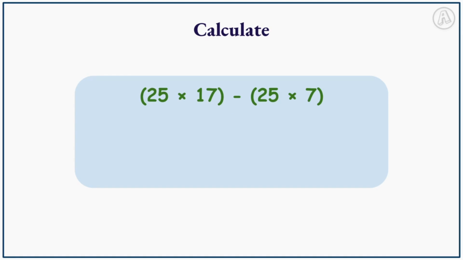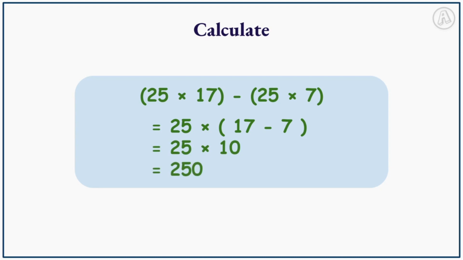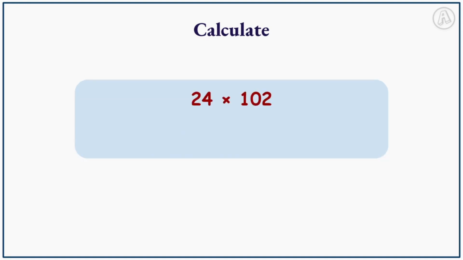We can see that 25 is distributed into both brackets. So we could rewrite the question in the following way. 25 times 17 minus 7. So let's start with our brackets. 17 minus 7, which equals 10. And 25 times 10 equals 250. We can see that the calculation was now much easier to calculate. Let's look at the last example.